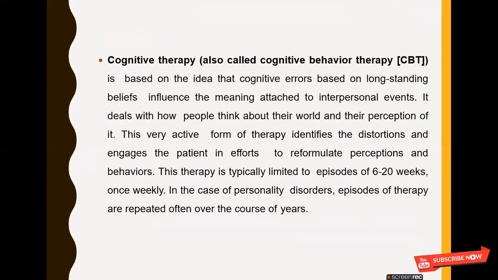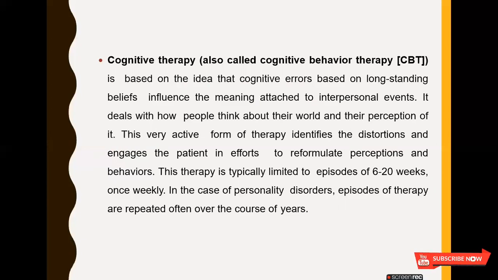So next we'll see what CBT is, that is cognitive behavior therapy. It is mainly based on the idea that cognitive errors, mainly the person's thoughts, based on long-standing beliefs, influence the meaning attached to interpersonal events. So it deals with how people think about their world. So that is what cognition is, and their perception of it.